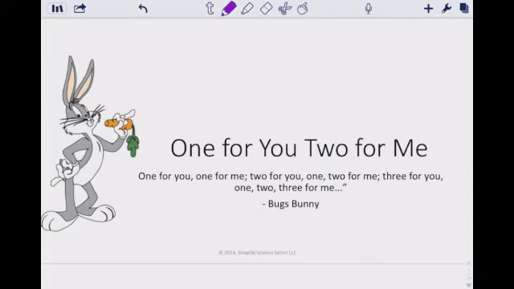Welcome to the first lecture in Unit 8. This is titled One for You, Two for Me. And the quote we have is from Bugs Bunny. It says, "One for you, one for me, two for you, one, two for me, three for you, one, two, three for me." And this is our introduction to stoichiometry. And really, when we talk about stoichiometry, it is all about ratios.